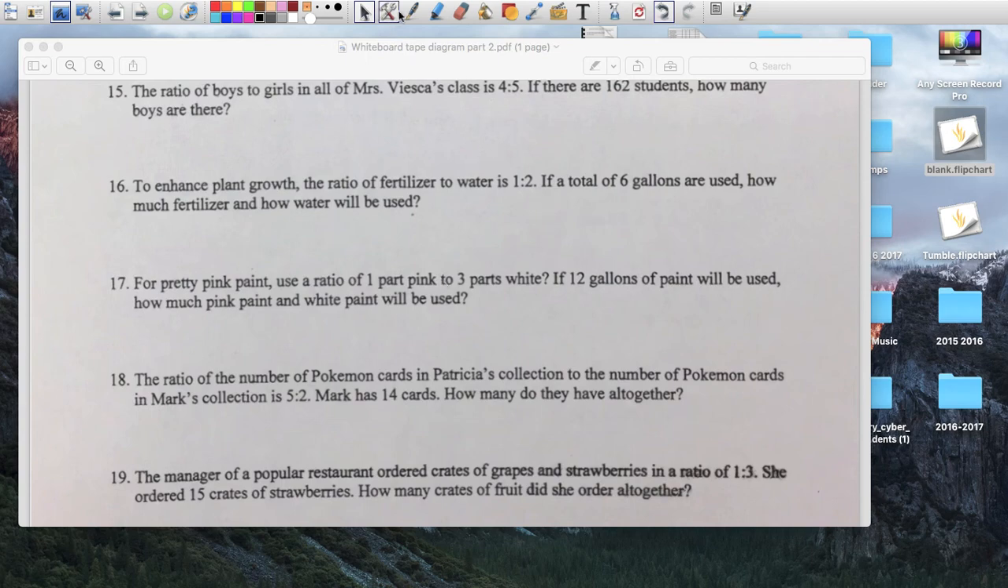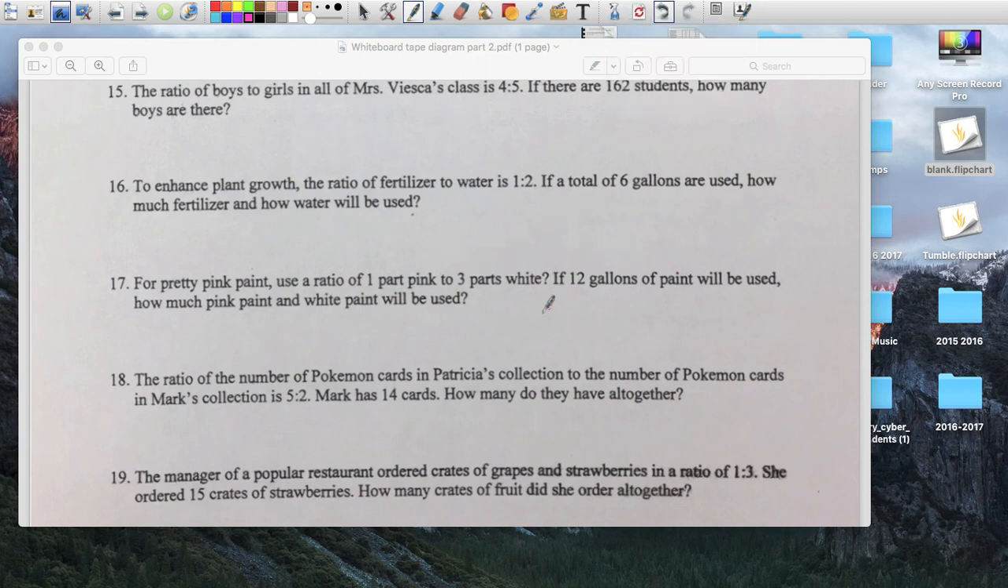Have time. Okay, so the ratio of fertilizer to water is 1 to 2. The total is 6 gallons that are used. How much fertilizer and how much water will be used? Well, I know that the fertilizer plus the water gives me 6. So what can I put in each box to give me a total of 6? It has to be 2. 2 plus 2 plus 2 gives me 6. Done. How much fertilizer and how much water will be used? Well, 2 fertilizer and 4 water.